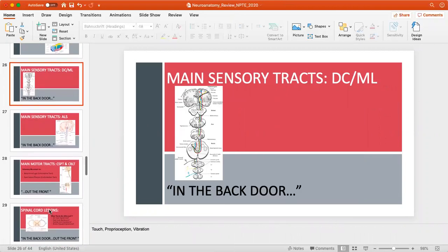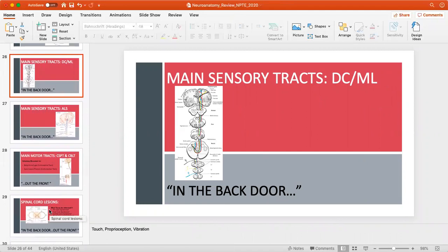Okay, so main sensory tracts. How do we get, or what types of information do we get coming in the back door? Well, we have two main sensory tracts that I want to talk about. First of which is DCML, or the dorsal column medial lemniscus. This sensory tract is going to have 3 neurons in the chain, similar to the second sensory tract we're going to talk about. And those 3 neurons, the first one's going to be the dorsal root ganglion. The second one is going to be a neuron from the medial lemniscus. And the third neuron is going to be from the thalamus to the cortex.